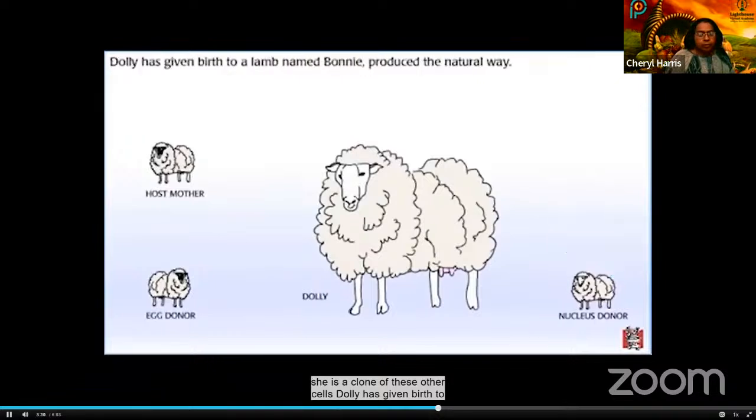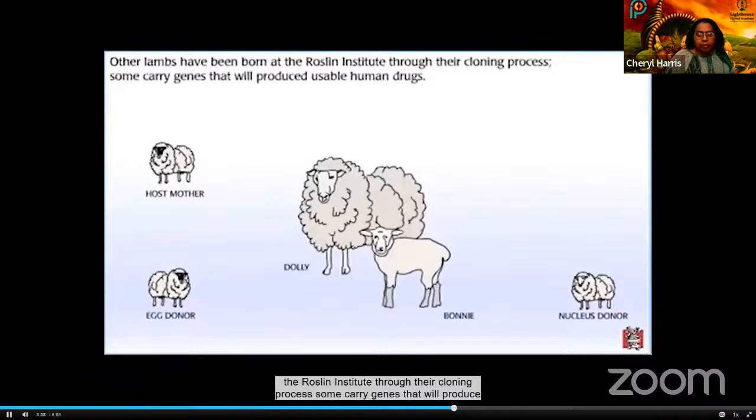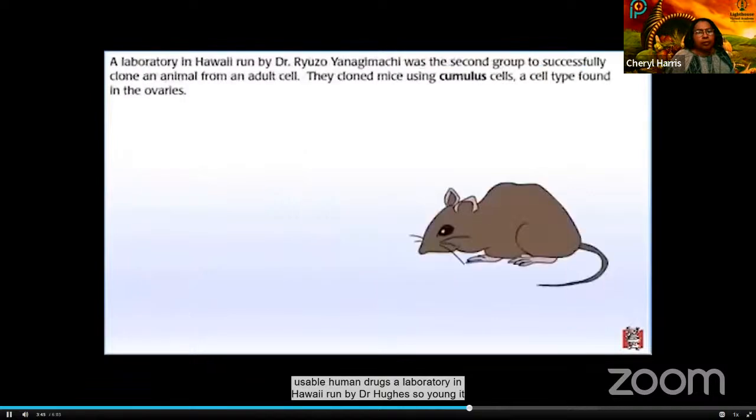Dolly has given birth to a lamb named Bonnie, produced the natural way. Other lambs have been born at the Roslin Institute through their cloning process. Some carry genes that will produce usable human drugs. A laboratory in Hawaii, run by Dr. Ryuzo Yanagamachi, was the second group to successfully clone an animal from an adult cell. They cloned mice using cumulus cells, a cell type found in the ovaries.